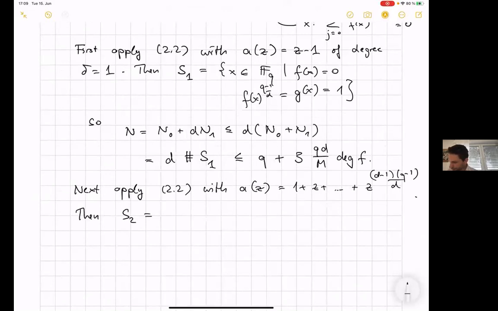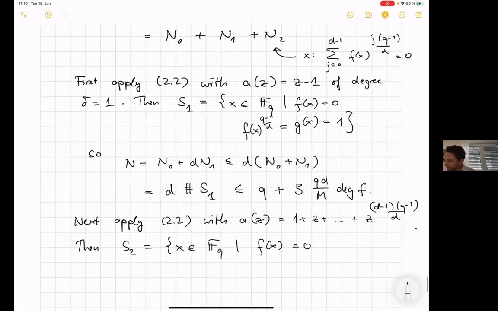Then S2 is the set of all x in F_q such that either f of x is 0 or this second thing here is 0. So the sum of f of x to the j(q minus 1)/d is 0, j from 0 to d minus 1.